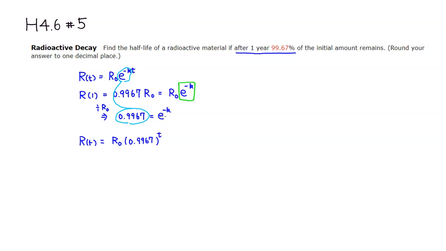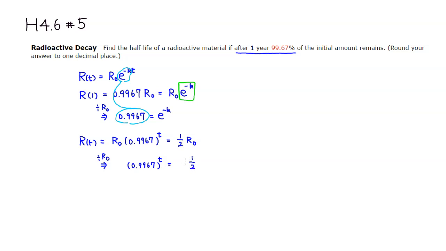So we have that. Since we're looking for a half-life, I'm going to set that equal to 1/2 of the original amount, R0. Then we can just solve for t. Our first step is to, again, divide through by R0. So we get the quantity 0.9967 raised to the t power is equal to 1/2.